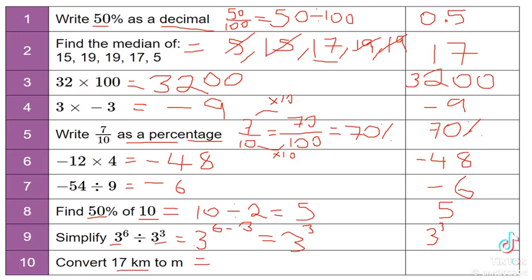Convert 17 kilometers to meters. So kilometers to meters, I times it by 1,000. So 17 times 1,000 is going to equal 17 with 3 zeros. Okay, putting the little m sign for meters. So the answer is 17,000 meters, and that's my answer for question number 10.